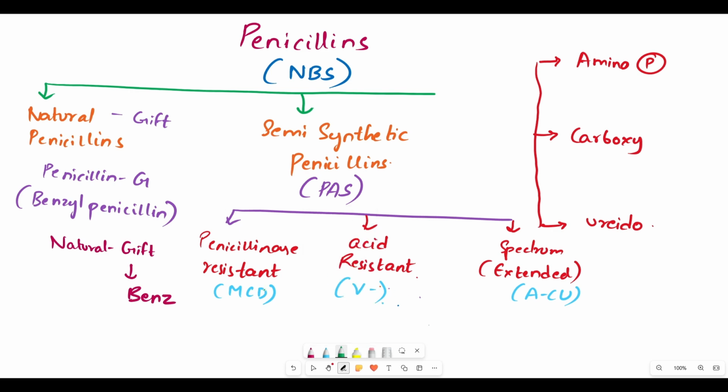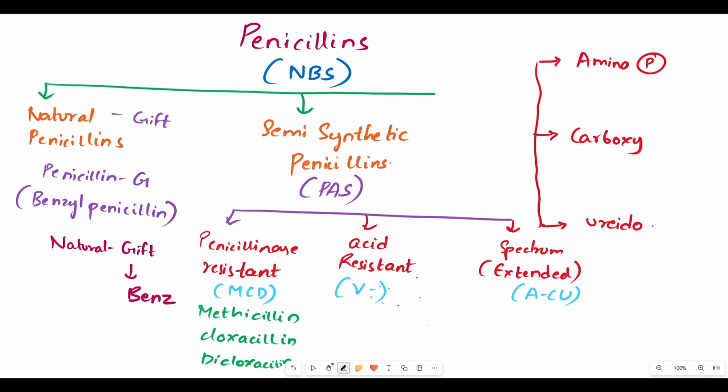In the penicillinase resistant penicillin, the trick is MCD, where M means the first example, that is methicillin. C means cloxacillin. And D means dicloxacillin. Methicillin, cloxacillin, dicloxacillin are the penicillinase-resistant penicillins.